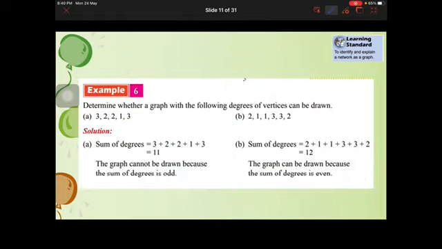Next, example 6. Determine whether a graph with the following degrees of vertices can be drawn. For A, 3, 2, 2, 1 and 3. So the sum of degrees is 11. So the graph cannot be drawn because the sum of degrees is odd. Why can it not be odd? Because the formula is twice the number of edges, and twice means you will get an even number. For the second question B, if we total up, we will get 12. So it's an even number, so the graph can be drawn because the sum of degrees is even.